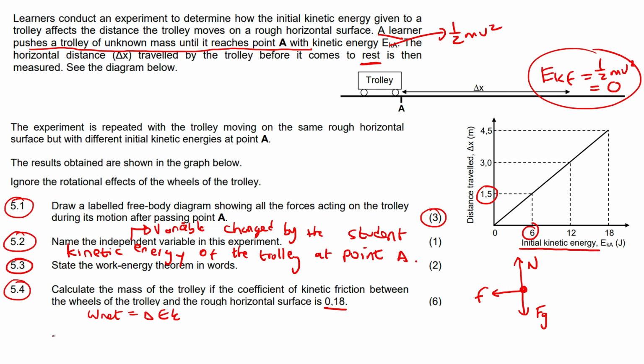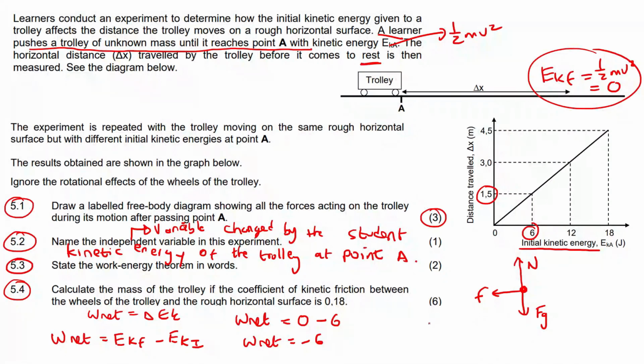So if I say W net equals the change in kinetic energy, I know that change means final minus initial. And so W net is going to be equal to the final kinetic energy minus the initial, which I'm using the 6, okay? And so W net is minus 6. But now what is W net?